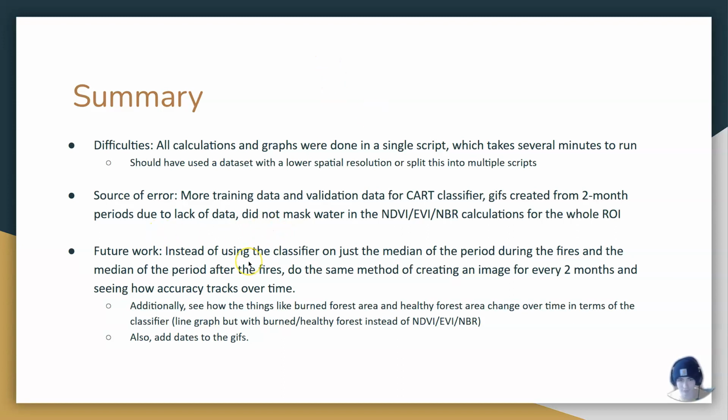But then, yeah, so for future work, instead of using the classifier on just the median periods during the fires and the median period after the fires, do the same method of creating an image for every 2 months and see how that tracks over time. So creating a GIF or those same index graphs over time, but instead tracking the amount of burned forests and healthy forests and change over time. And so like a line graph similar to NDVI, EVI, NBR, but instead for the amounts. And then also add dates to the GIFs.